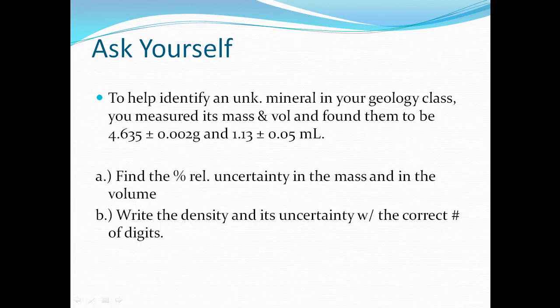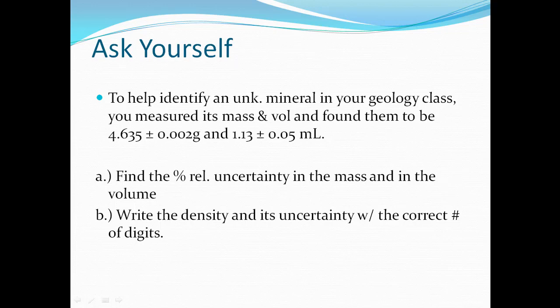What about B? Write the density and its uncertainty with the correct number of digits. To find the density, I take grams over the mL. So 4.635 divided by 1.13 is 4.10. Now, if we didn't have any errors associated with this, and I asked you how many sig figs the answer should have, it should have 3 sig figs total. But now that you know the real rule, what do you do? You take the percent relative uncertainties that you just figured out, you square them, add them up, and take the square root. You'll see that you get plus or minus 4.42%.